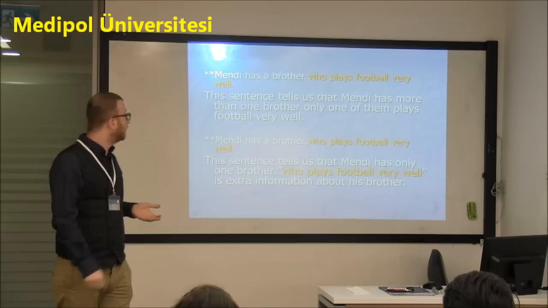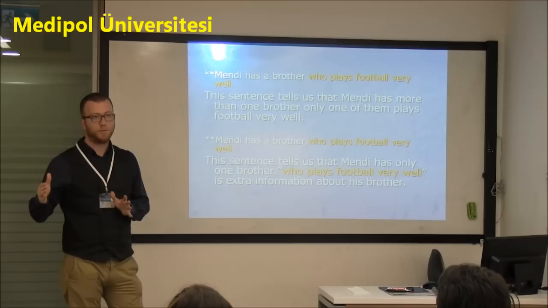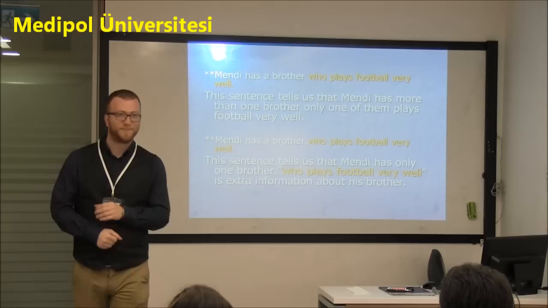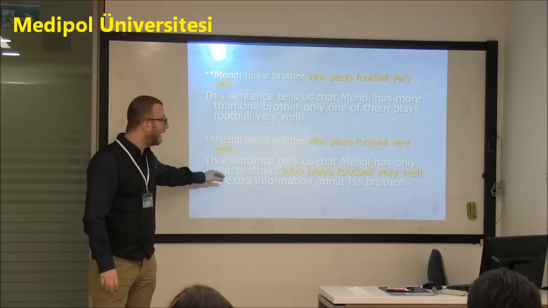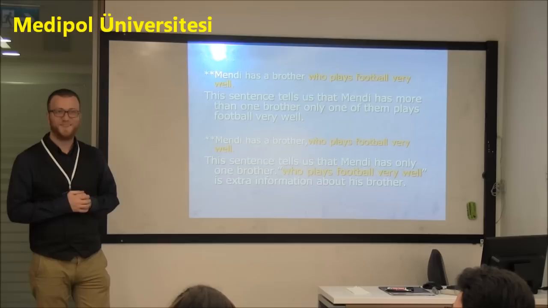In the second example, in the non-defining relative clause example, Mandy has a brother who plays football. Well, this sentence tells us that Mandy has only one brother. How can we come to such a conclusion? How is that? Asu, can you explain? Can you help us? How can we understand Mandy has only one brother here? Just because we are using a comma in this sentence? Yes. Ramazan? Yes.